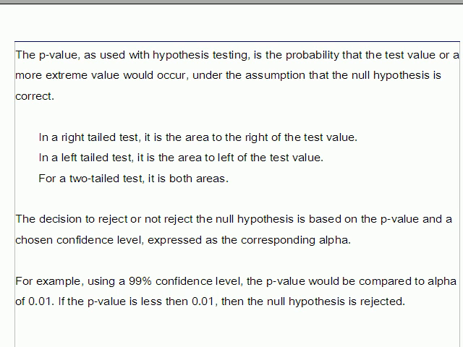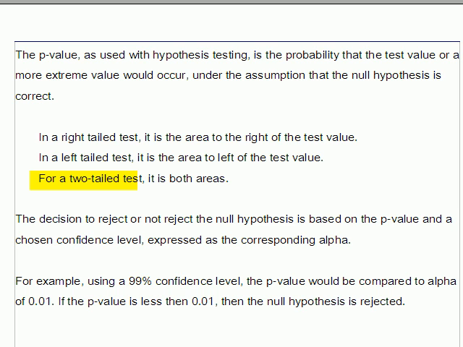Remember, the areas under curves are probabilities. If it's a right-tailed test, of course, it's the area to the right of the test value. If it's a left-tailed test, it's the area to the left. For a two-tailed test, you find one area and you multiply it by 2. So then now you can make a decision to reject or not reject the null hypothesis by using the p-value and your own chosen confidence level. Right, so you don't have to compute the critical region or the critical value at all.